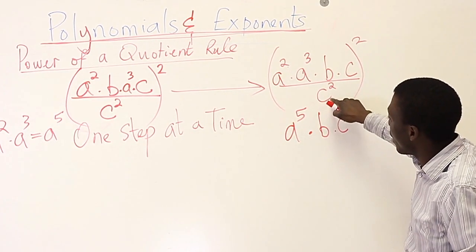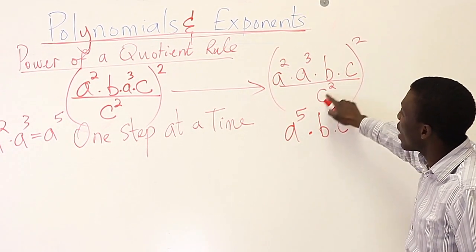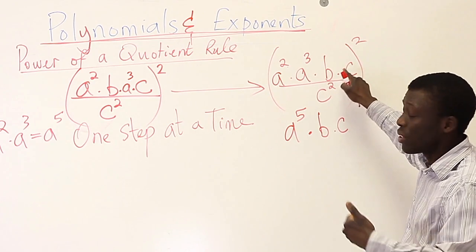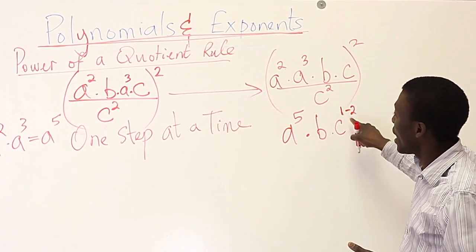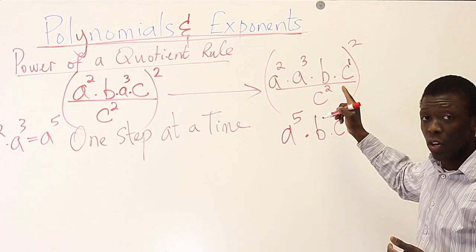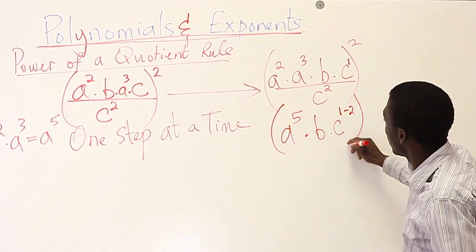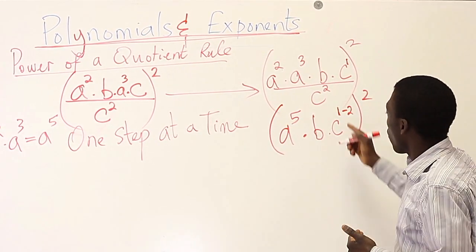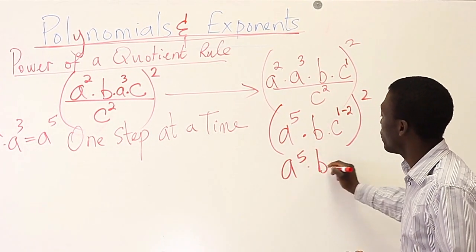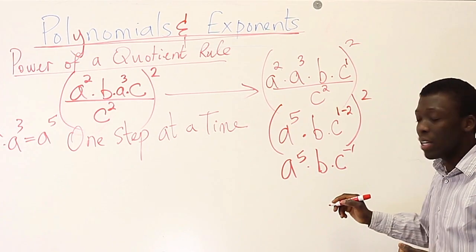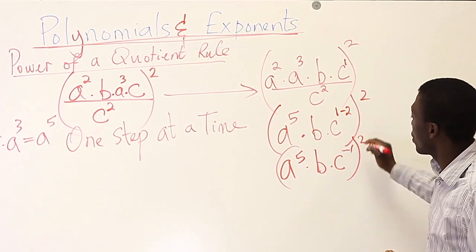But there's a C squared here too, and because of the rule we've learned, when you're dividing things with the same base, you subtract the exponents, so it becomes 1 minus 2, because that C is to the 1st power, and all of this is still squared. And 1 minus 2 is negative 1, so we have A to the 5th power times B times C to the negative 1. All this is squared, okay?